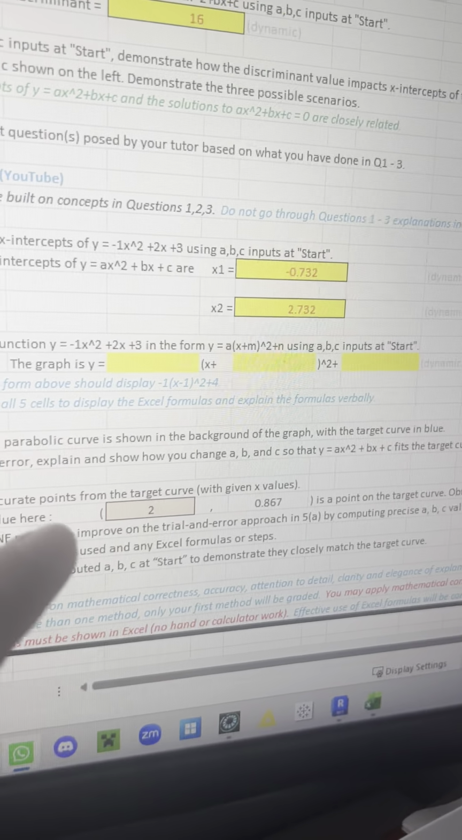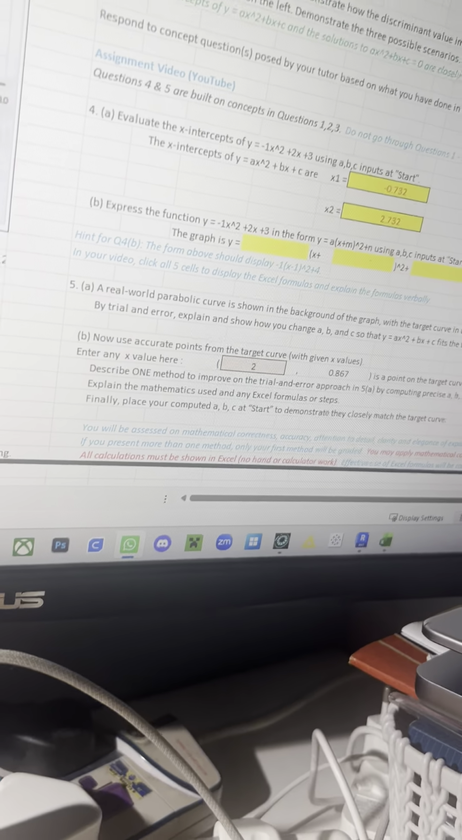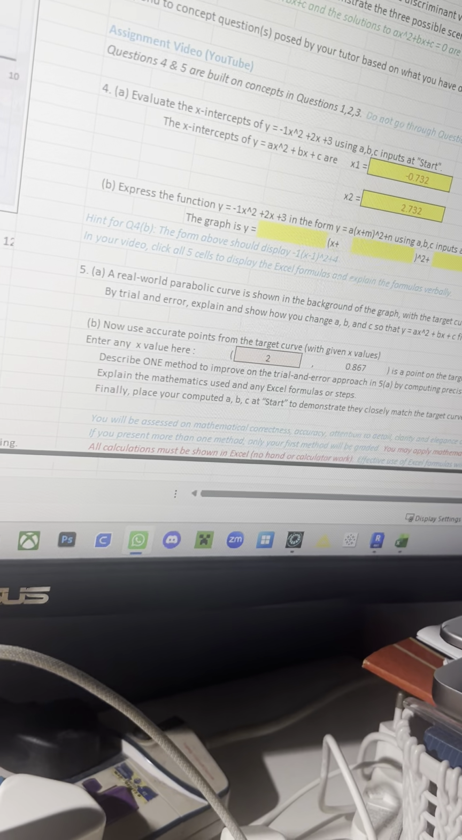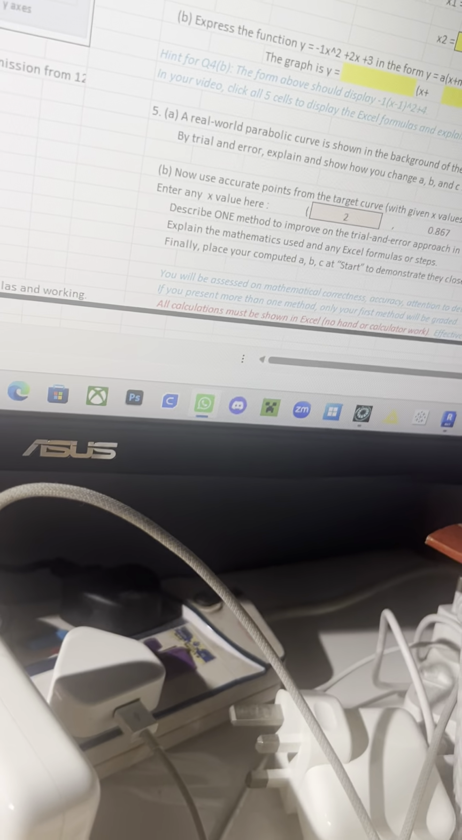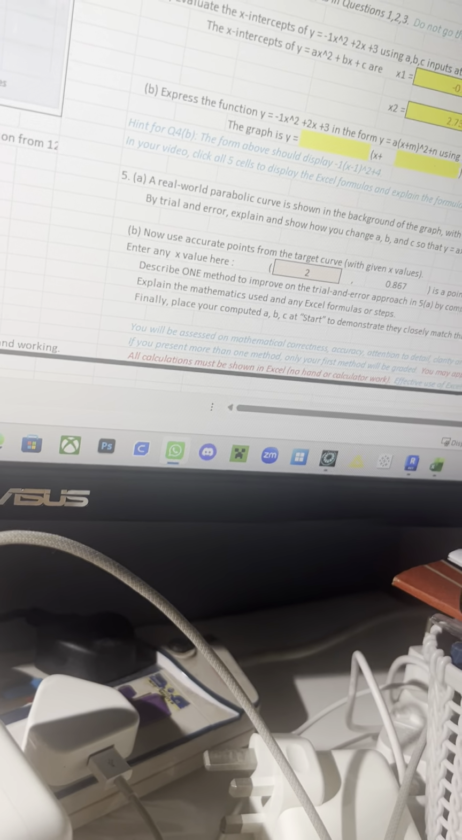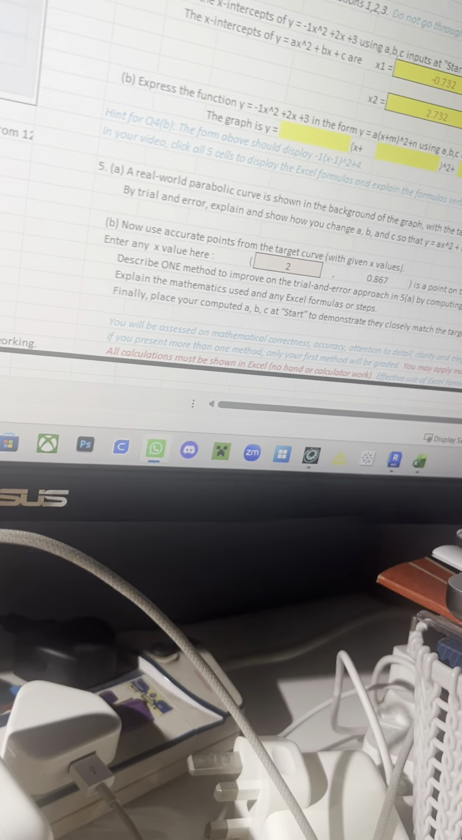y equals a(x minus h) to the power of 2 plus k. Then I plug in the known point (2, 0.867) to solve for the unknown coefficient a.